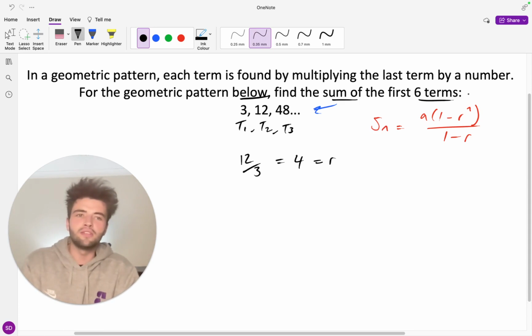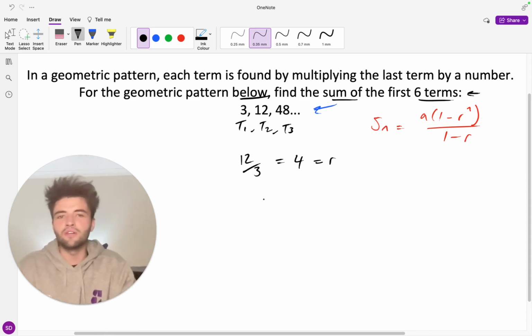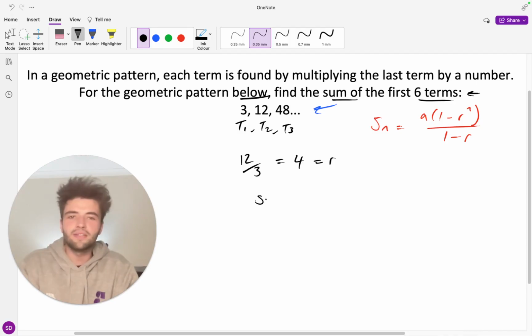And so now to find the sum to the 6th term, we can simply use our formula. So we're going to have to find S6 actually. So S6 is going to be a, which is the first term. Actually, you should label that as well. So a is going to be 3 here, so we have a and r now.